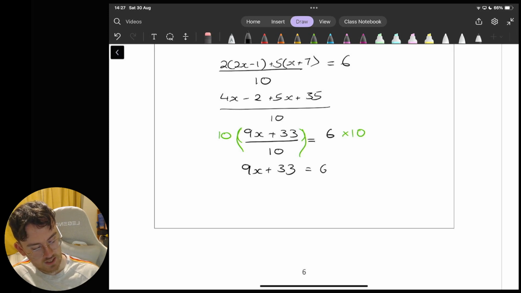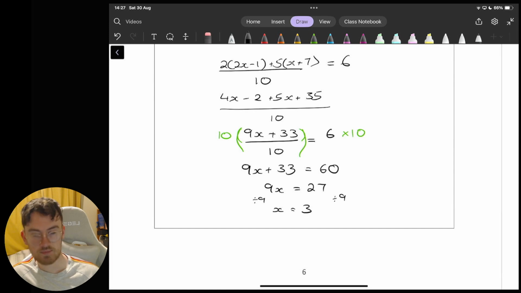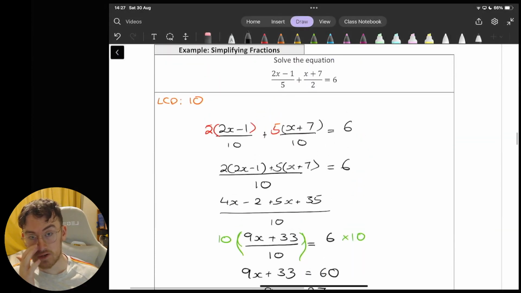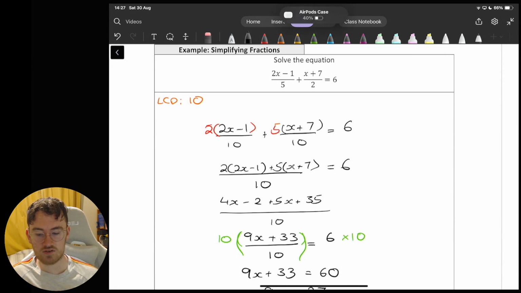On the other side, left with 60. Okay, 9x here, take away that, gives me 27, which means that x ultimately, by dividing by 9, x ends up being 3. We could of course check this by substituting that 3 back in for x in the entire equation and working out our answer in that way.